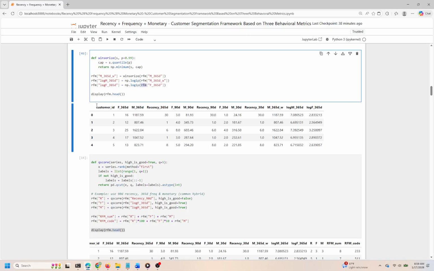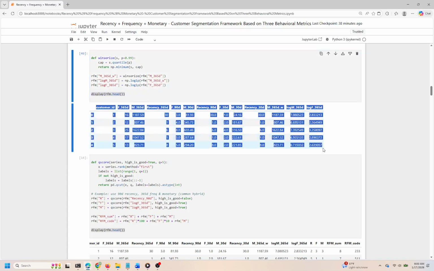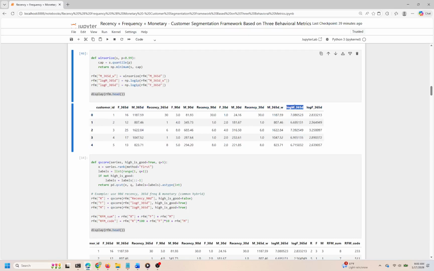Furthermore, the script computes logarithmic transformations for both M365DW and another column, F365D. Log transformations are particularly effective when dealing with skewed data since they help stabilize variance and enable better interpretation. The results are stored in new columns labeled log M365D and log F365D.